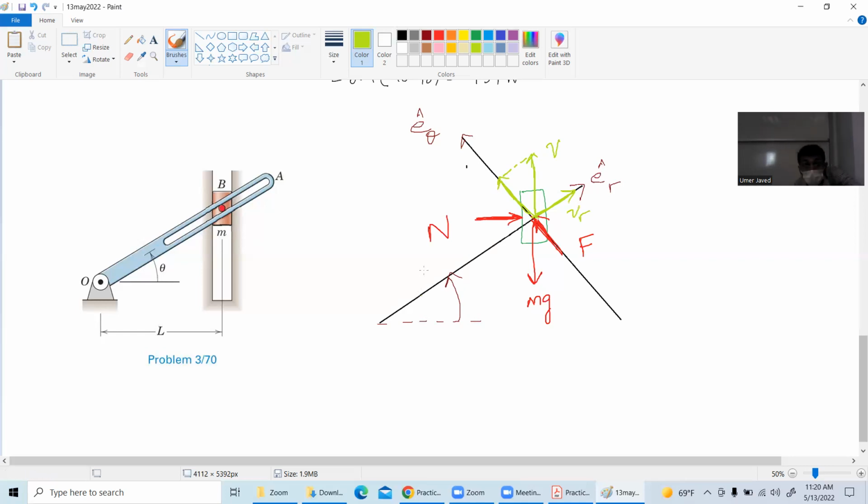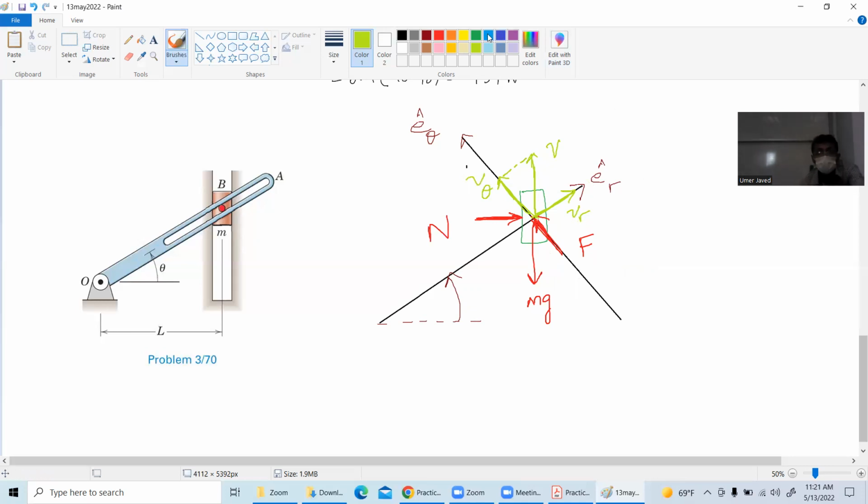Are you getting my point or not? This is known as a kinetics diagram. Have you heard of it in your physics? One is called a free body diagram, one is a kinetics diagram. Usually people make velocity and acceleration on a kinetics diagram separately, but I am putting everything on the same diagram with different colors. This is V theta and this is VR.